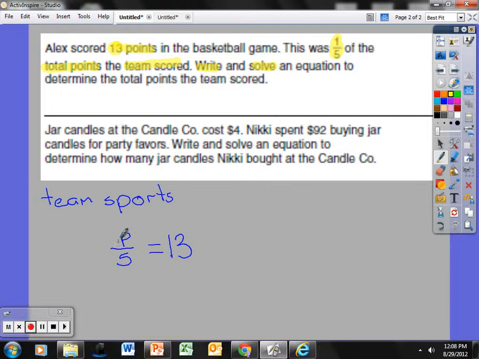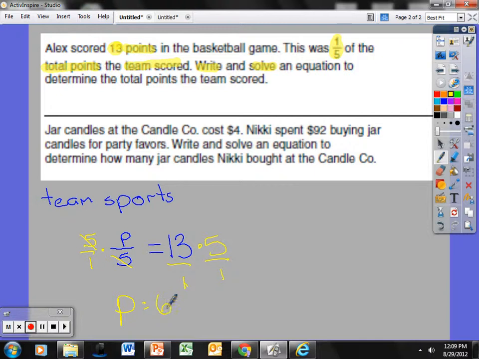Now, to solve this, I use the inverse operation. This says the number of points divided by 5 equals 13. I'm going to multiply both sides by 5. I'm going to make it 5/1, as I talked about today in class. I can even make this 13/1 if I wanted to. These 5s cancel each other out. So instead of evaluating for 1/5 of P, I'm going to evaluate for 1P. That is equal to 13 times 5. I can do that in my head.